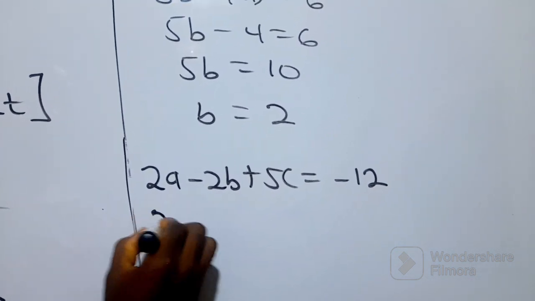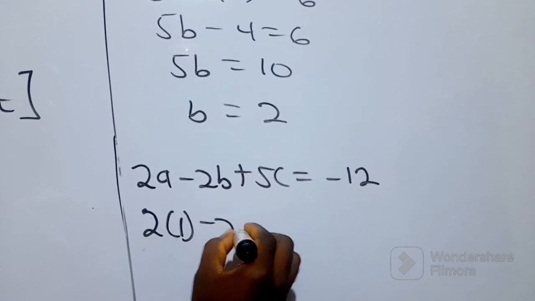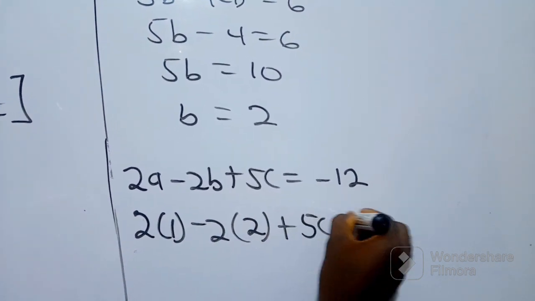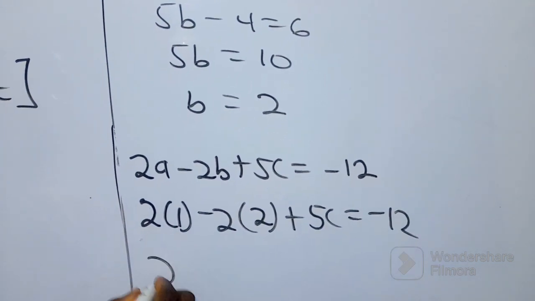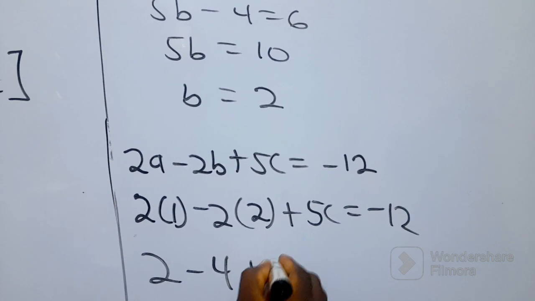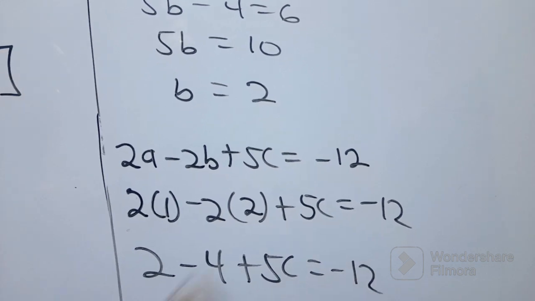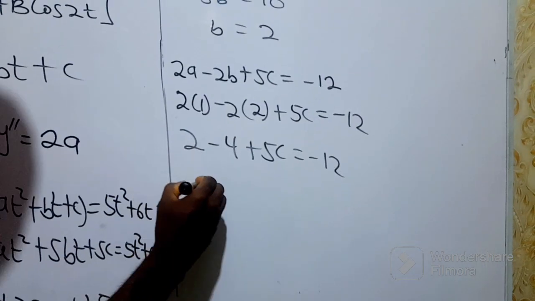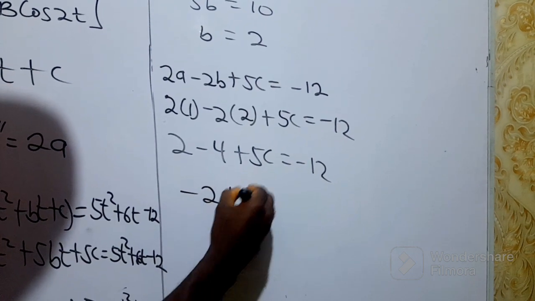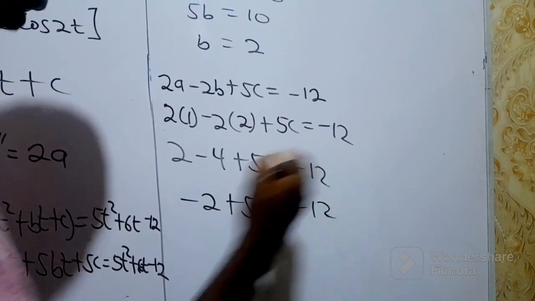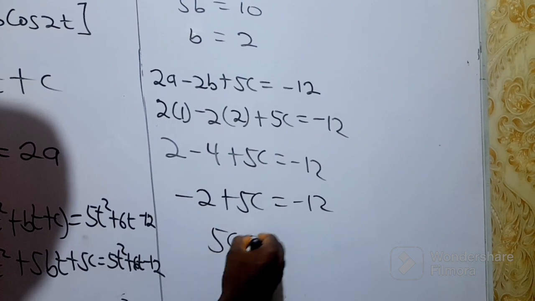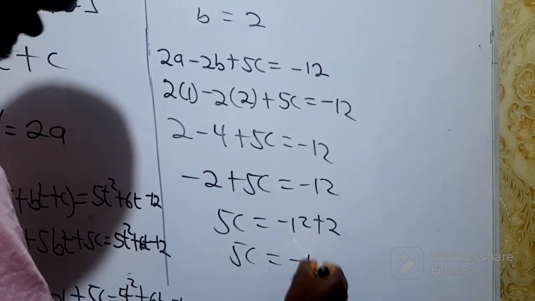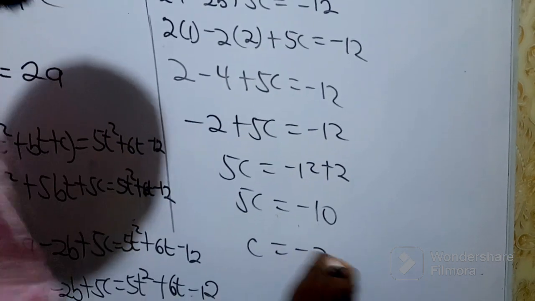So we have a is 1, minus 2, b is 2, plus 5c is equal to negative 12. So 2 minus 4 plus 5c equal to negative 12. So 2 minus 4, that will be negative 2, plus 5c equal to negative 12. So we can say 5c is equal to negative 12 plus 2. 5c will be equal to negative 10, and c will be negative 2.